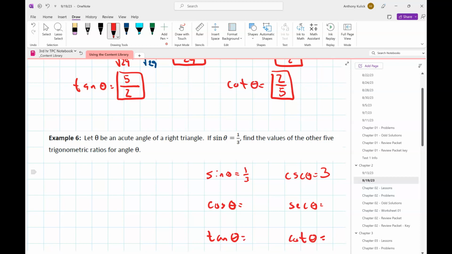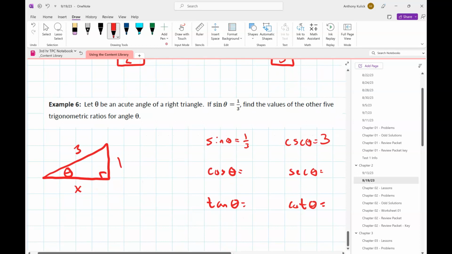I would start first by drawing myself a picture. So here's my right triangle. I'm going to pick that angle and label it as theta. Sine is opposite over hypotenuse. So 1 and then 3. To find that adjacent side, though, we'll call that x, I have to use the Pythagorean theorem.